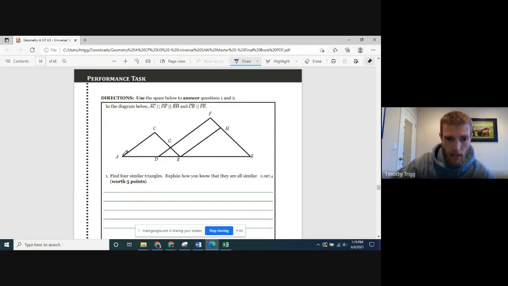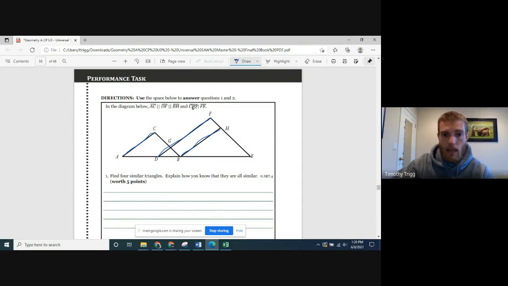So it says AC, so that's right here, is parallel to DF, which is right here, which is also parallel to BH, which is right here. So basically these three lines that I drew in blue, these three lines are all parallel to each other. Okay.